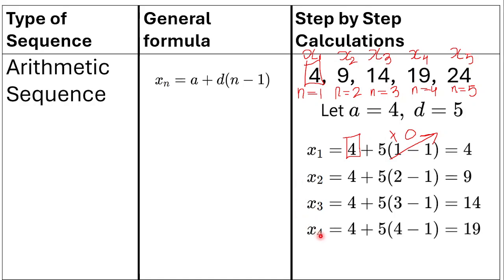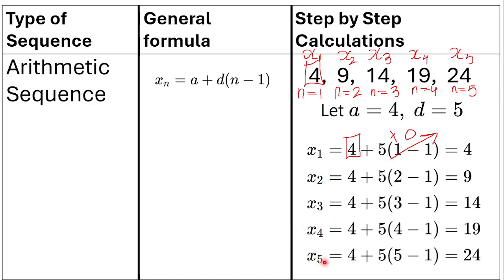Next, let's consider x sub 4. Well, for x sub 4, n is equal to what? N is equal to 4. We know that 4 is A, that doesn't change. 5 is D, that doesn't change. Okay, and we have 4 minus 1. Why is it 4 minus 1? Because it's n minus 1. All right, so 4 minus 1 is going to be 3, and 3 times 5 is 15, and 15 plus 4 is 19. So x sub 4 is definitely 19, just like how we have in our sequence.